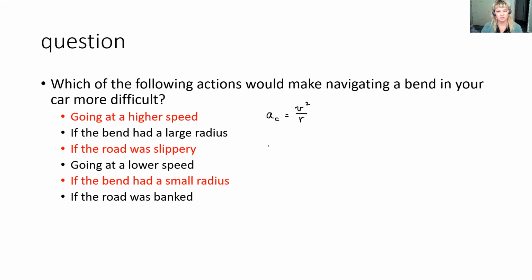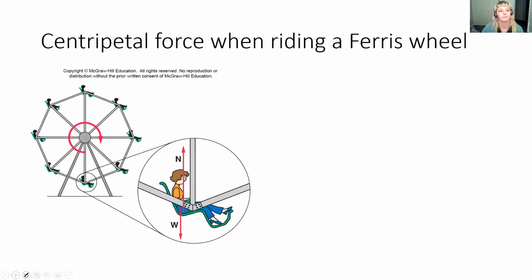Going at a lower speed will also make it easier to navigate. And if the road is banked, that's going to provide me with an additional centripetal force, allowing me to have a larger centripetal acceleration. So those are some of the concepts behind centripetal force and centripetal acceleration.